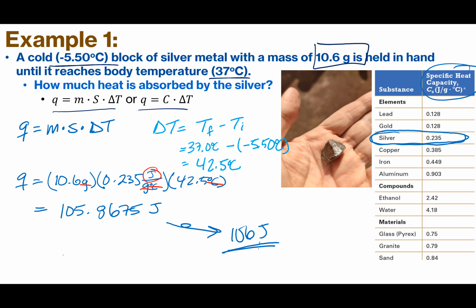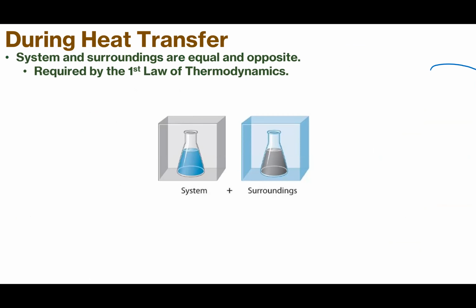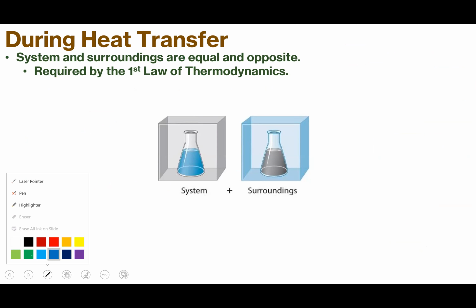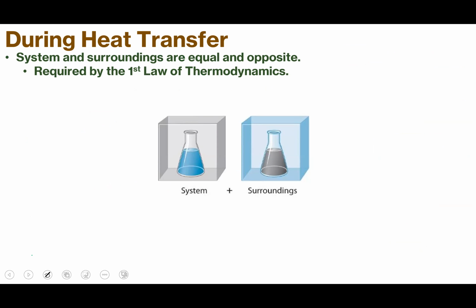Okay. All right. Let's think about heat transfer for a bit. Heat transfer can occur in either direction, system into surroundings or surroundings into the system. What's key here is that they have to be equal and opposite. The first law of thermodynamics requires that this is true.